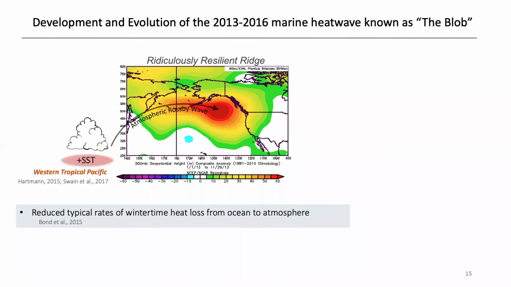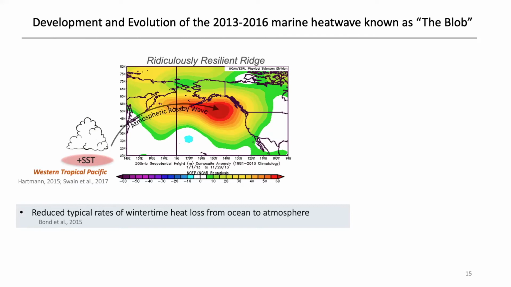Okay, so let's talk a little bit about the drivers of these events just to get oriented a little more. So the 2013 to 2016 marine heat wave really got its start earlier in 2013 when there was an unusually high pressure system that parked itself over the Northeast Pacific. It was nicknamed the Ridiculously Resilient Ridge, and it had remote influence from the Western Tropical Pacific. There were warm SSTs there, abnormally warm, and that changed the convection scheme in the tropics and propagated a planetary scale wave called an atmospheric Rossby wave to the mid-latitudes that disrupted the normal circulation over the North Pacific.